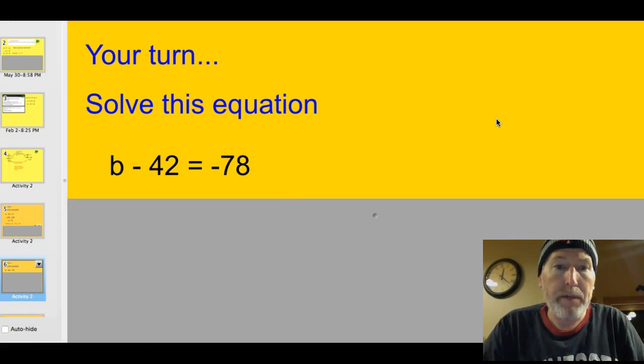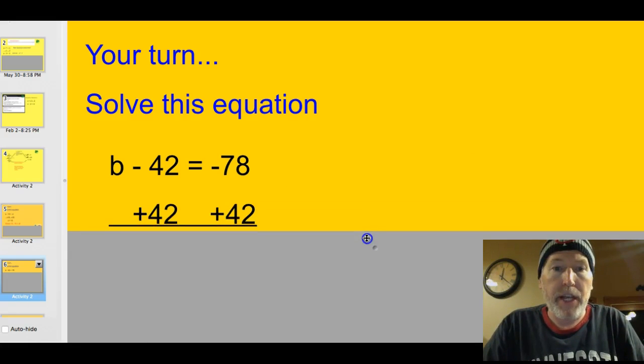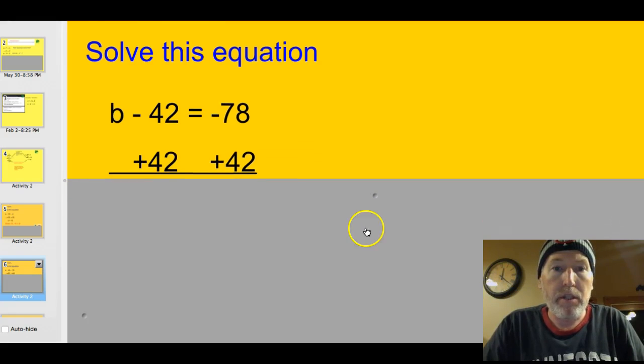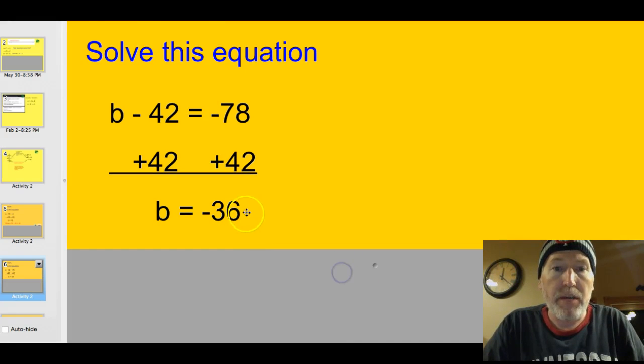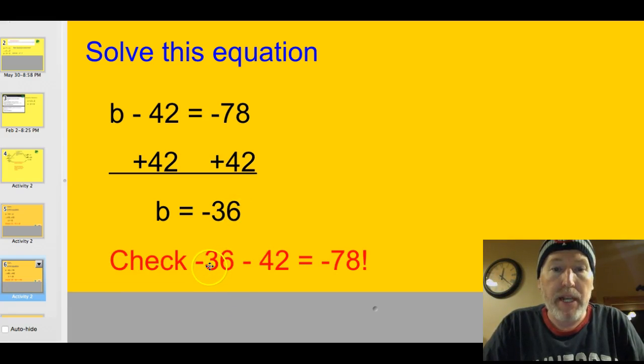Go ahead and solve this one. All right, see how you did. Did you add 42 to both sides? Sweet. Did you end up with negative 36? Let's pop it in and see if it makes sense. Negative 36 minus 42. That's like negative 36 plus a negative 42. Sure, negative 78. You're right on the money.